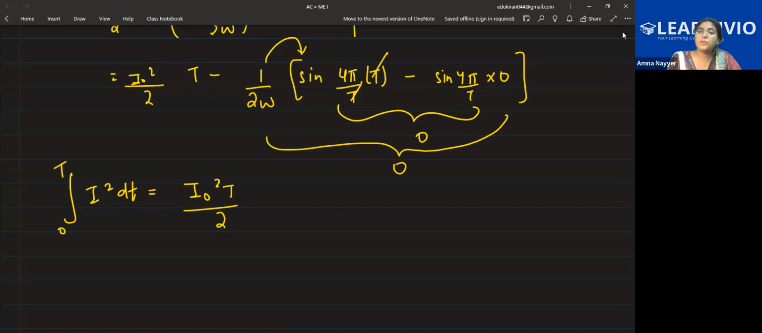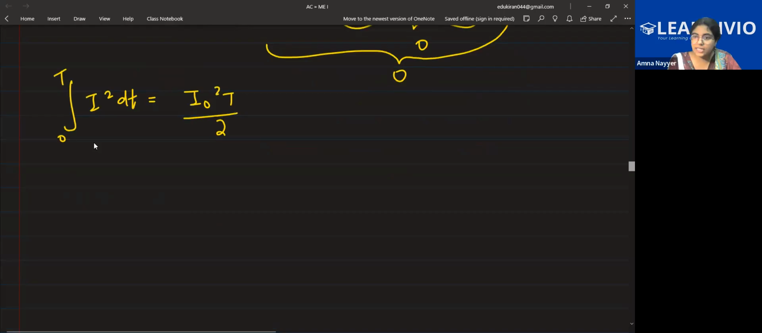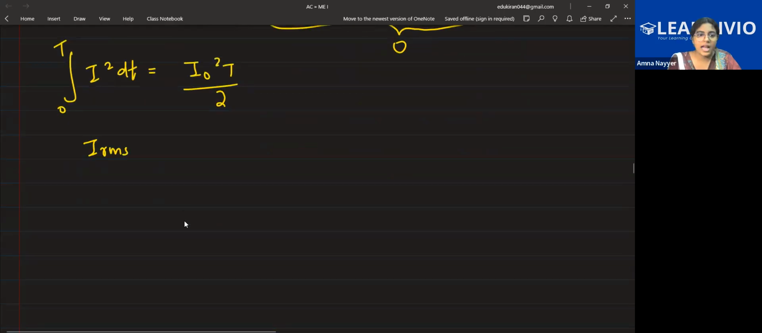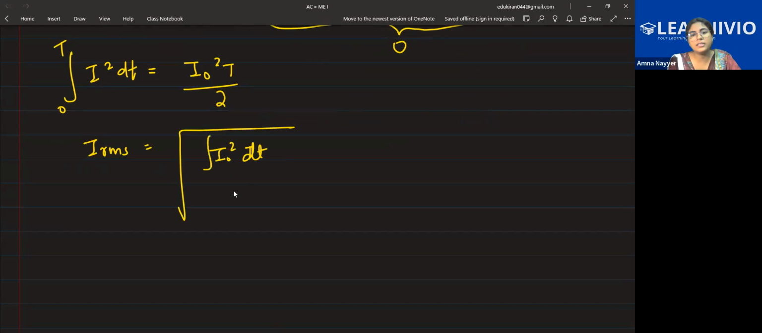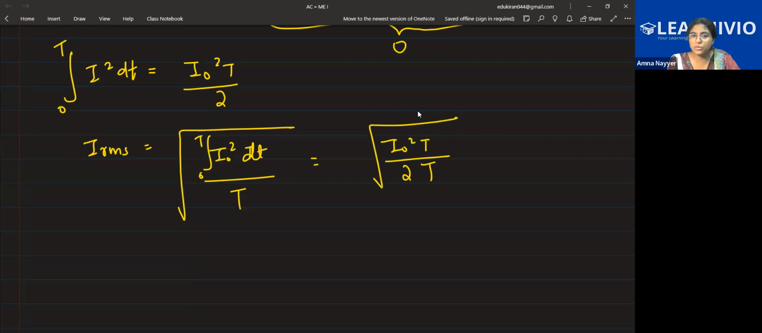Let's put it in our IRMS formula. Now at least we can put it. IRMS is equal to root of integral of I square dt from 0 to T by T. This part we have solved and we have got it as I naught square T by 2. This capital T is present, and root means square, so square means root. That's how we solve. Time gets cancelled. IRMS is equal to I naught by root 2.